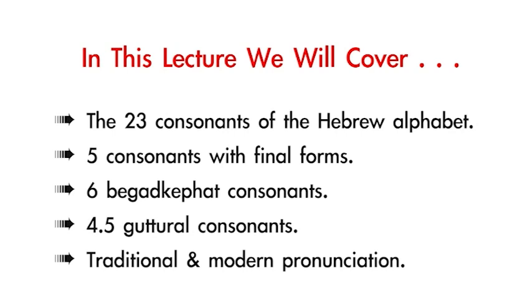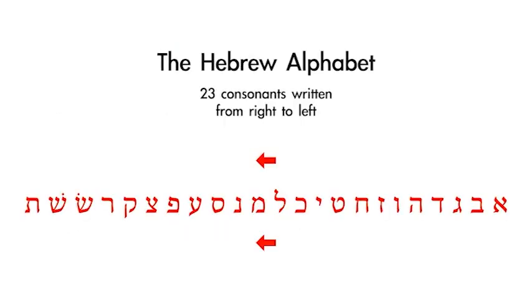pronunciation. The first thing to do is to take a look at the Hebrew alphabet. The Hebrew alphabet consists of 23 consonants written from right to left, and they appear on your screen in red.